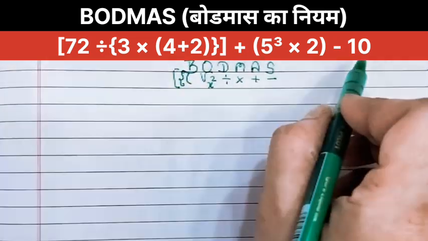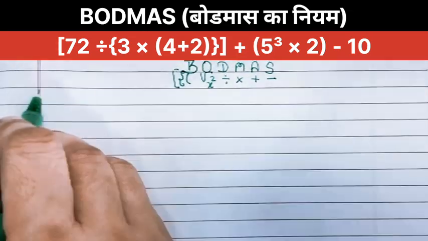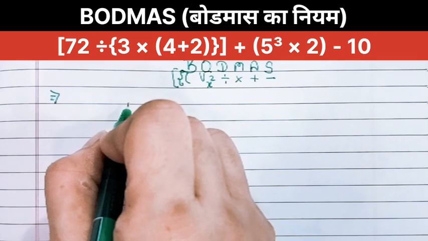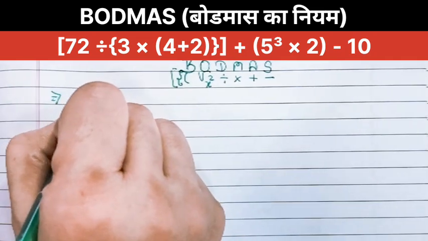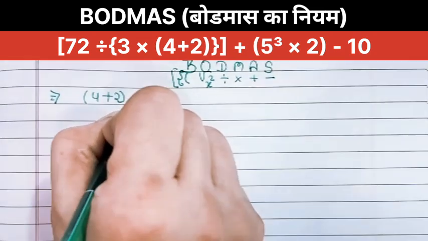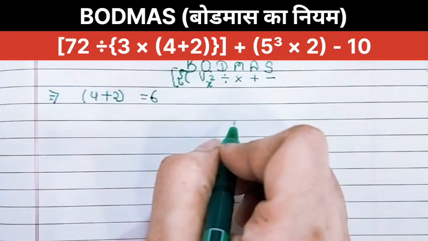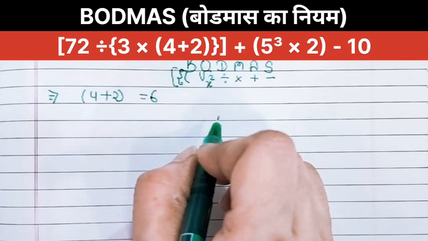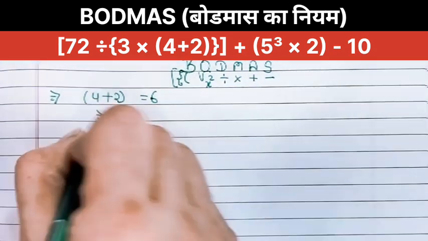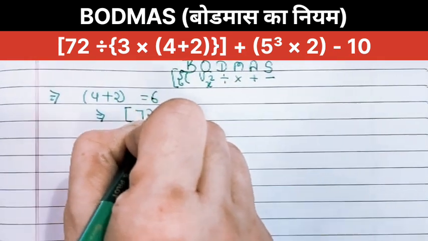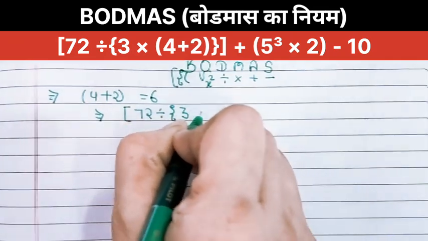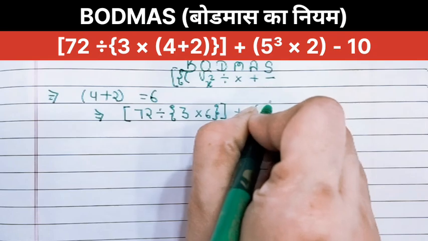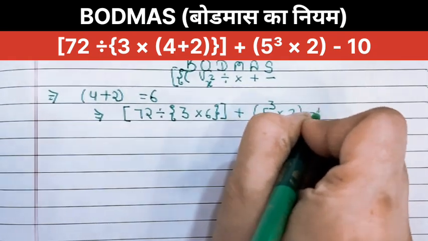Now according to this expression, by using the BODMAS sequence, we'll break it down step by step. Now, the first step says solve the innermost parentheses. The first, 4 plus 2 is equal to 6. According to this step, the BODMAS rule dictates that we must clear the innermost round brackets before handling anything outside them. So now the current expression becomes 72 divided by curly braces 3 multiplied by 6 curly braces, of 5 cube multiplied by 2 minus 10.